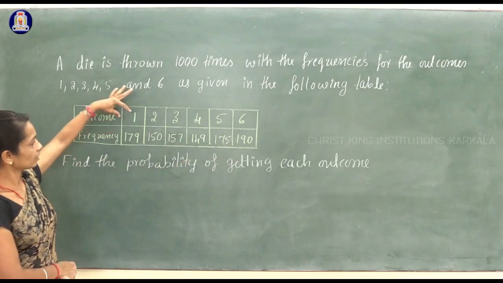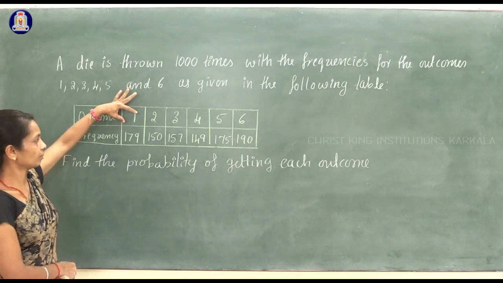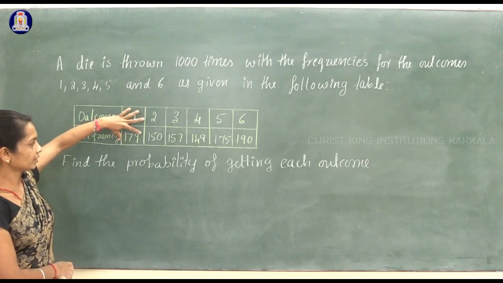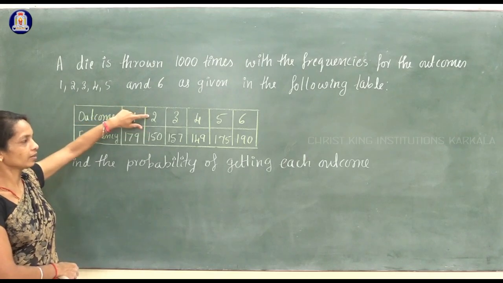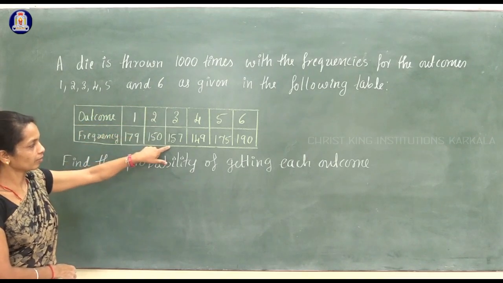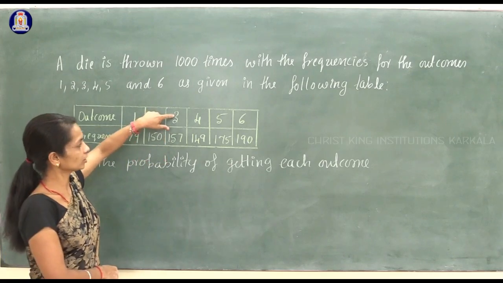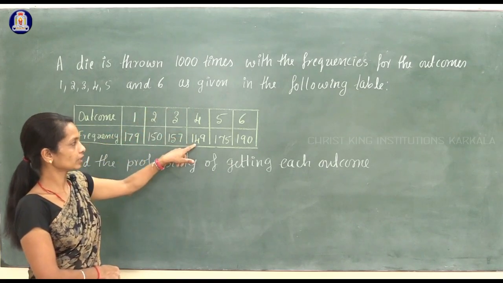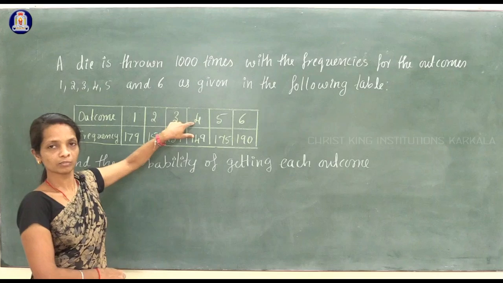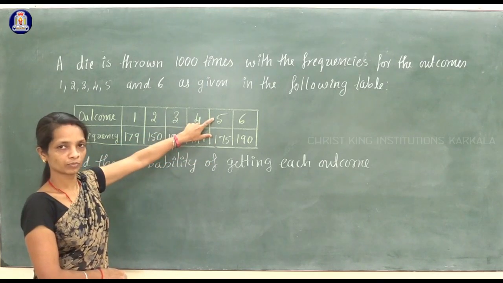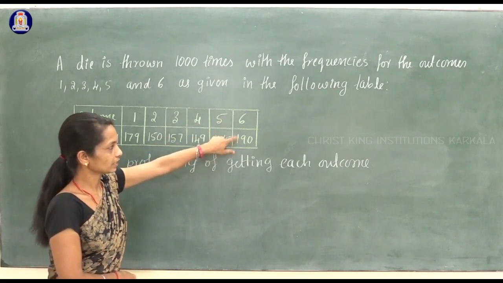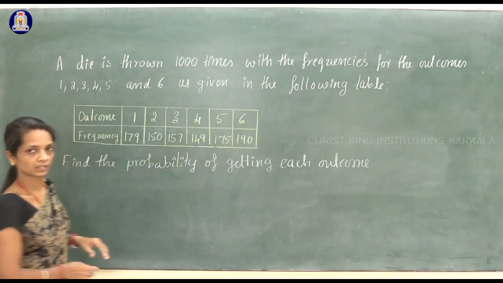That means you get 1 on the die 179 times, and 150 times you will get number 2 on the die, and 157 times you will get 3 on the die, and 149 times you will get number 4 on the die, and 175 times you will get number 5 on the die, and 190 times you will get number 6 on the die.